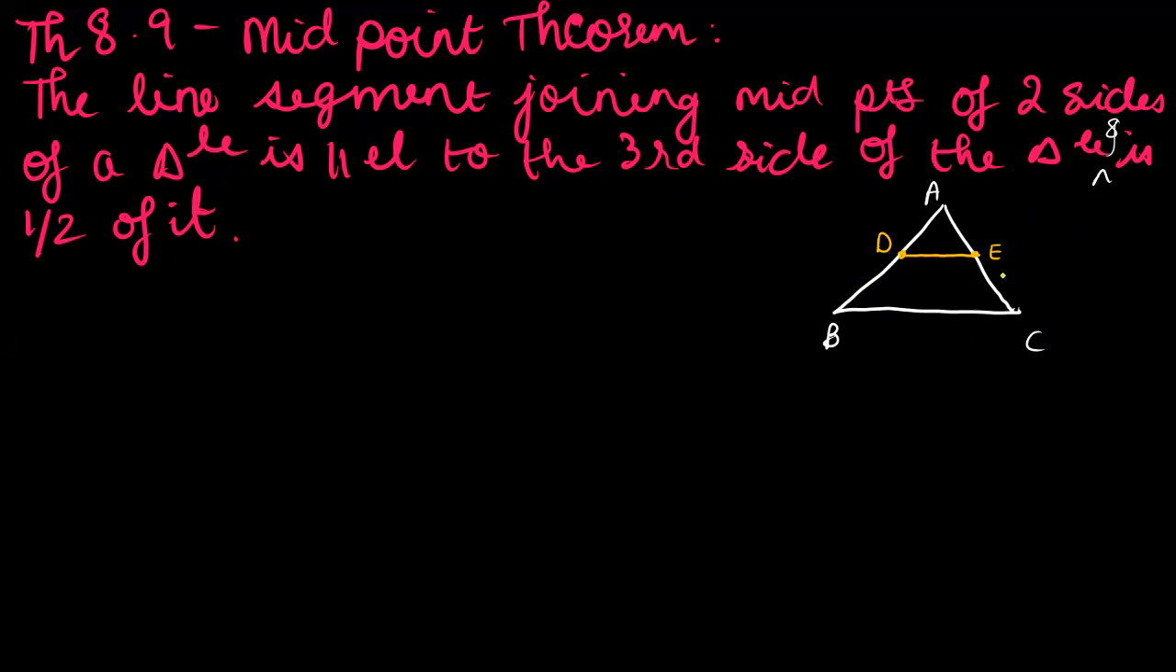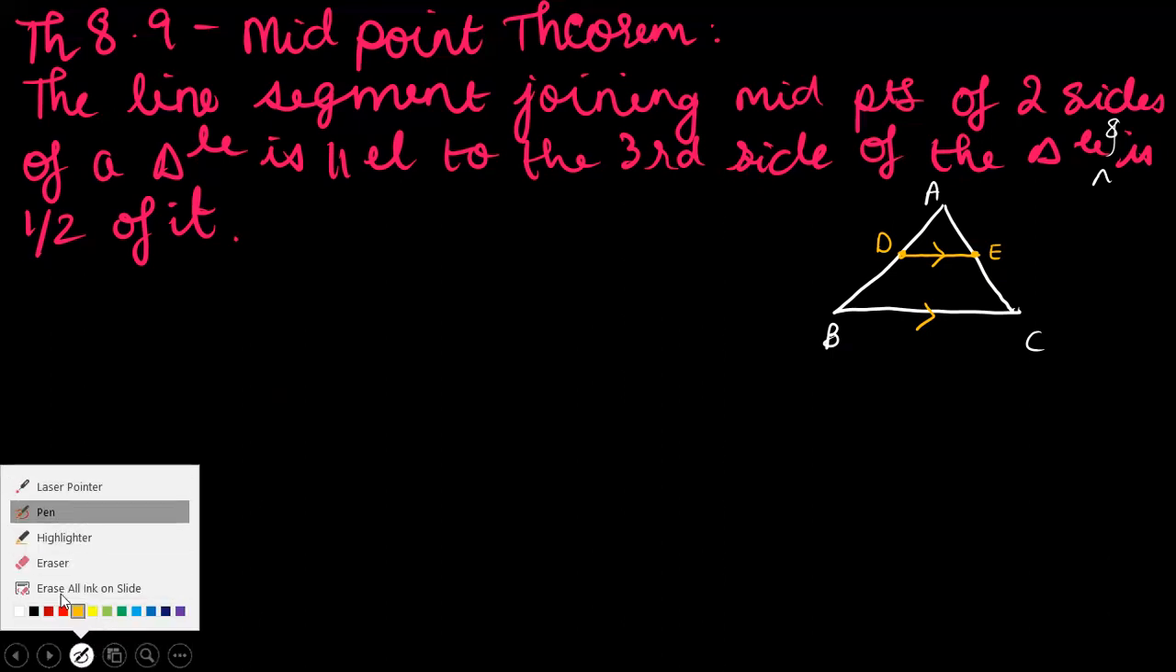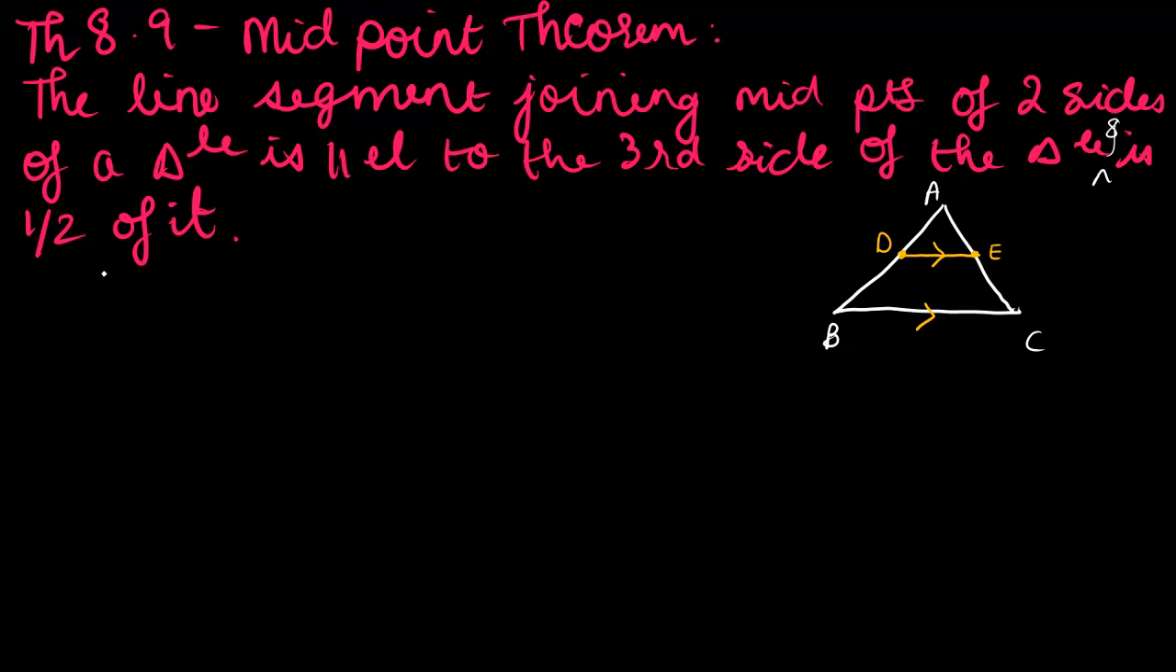Clear? This line is parallel to the third side, meaning it's parallel to BC, and is half of it. In other words, they're saying that DE is parallel to BC and DE is equal to half of BC. That's what they're saying, right? If this line segment is parallel to this line segment, that means DE is parallel to BC and is equal to half of it, meaning DE is equal to half of BC.